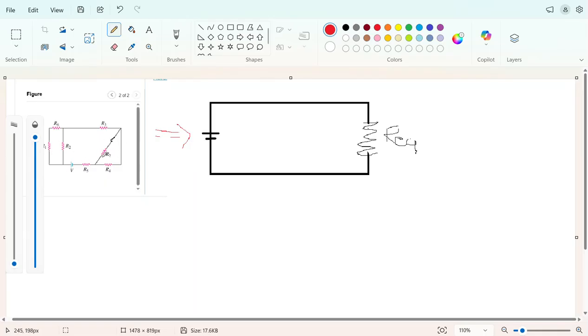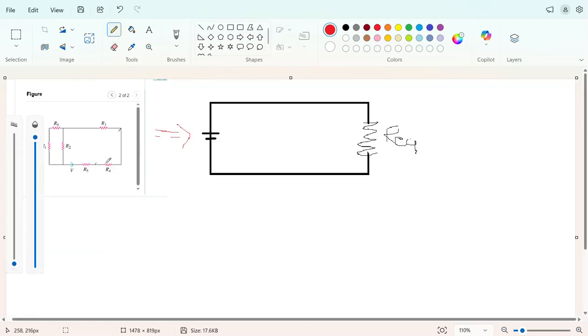First condition it gives us is that R7 is in a branch where this switch is open. Where that's open, there is no path for current flow. That might as well not even exist. So let's just go ahead and erase that, and let's take a look and see what else we can find.